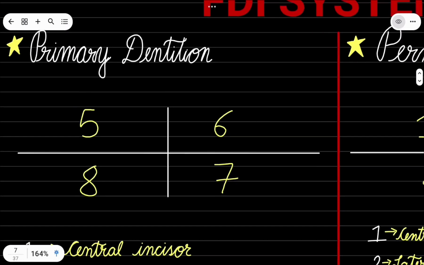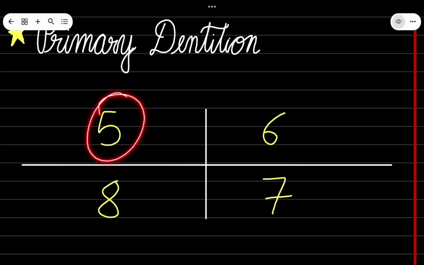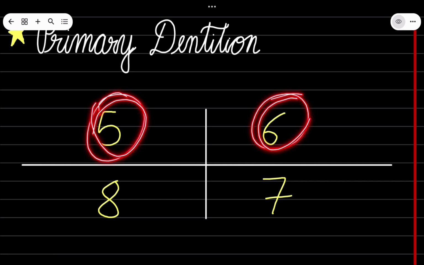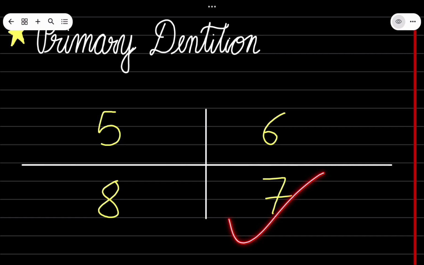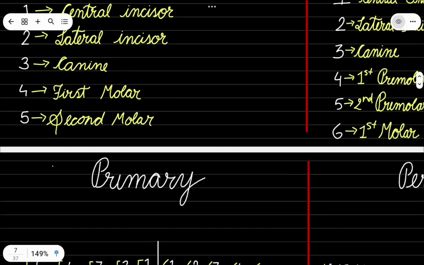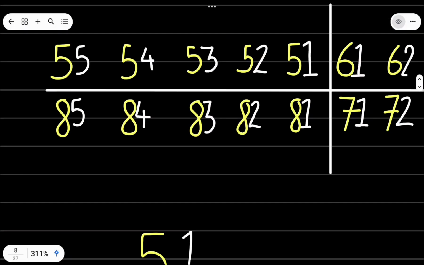For primary dentition we have the same system, just we will be using numbers 5, 6, 7 and 8. Number 5 for the maxillary right arch, 6 for the maxillary left arch, 7 for the mandibular left arch and 8 for the mandibular right arch. Similarly, we have all the teeth: 1 for the central incisor, 2 for the lateral incisor, 3 for the canine, 4 for the first molar and 5 for the second molar. So let us take an example.